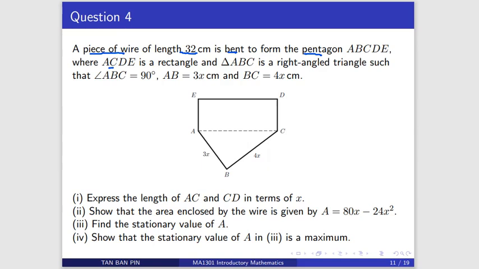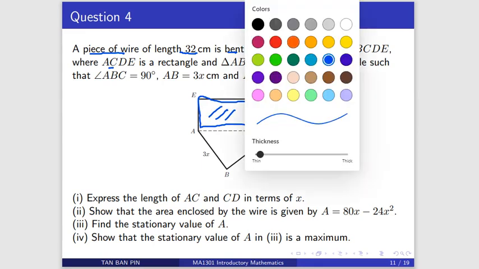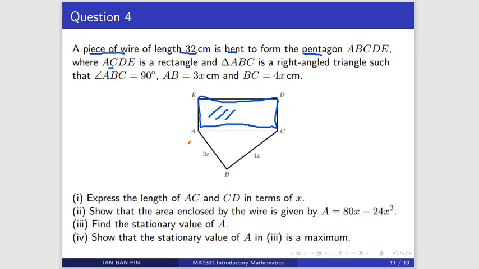So this one, ACDE, is a rectangle, and then triangle ABC is a right angle triangle. That 90 degrees is here, and AB is 3x, BC is 4x, and you are supposed to express AC and CD in terms of x.